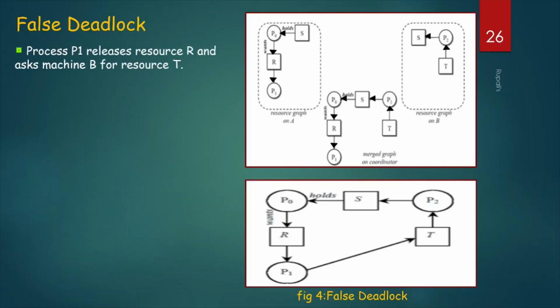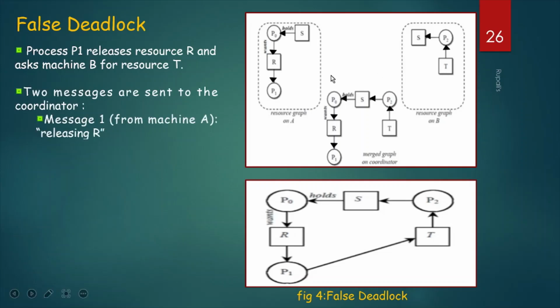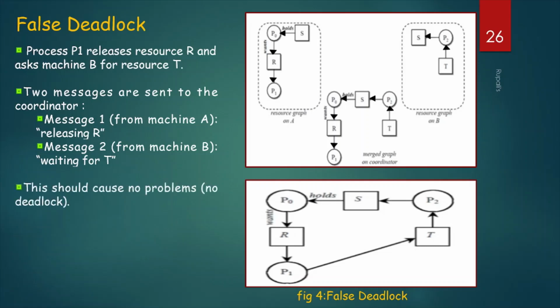Now, process P1 releases resource R and asks machine B for resource T. So, two messages are sent to the coordinator. First is message 1 from machine A releasing R and message 2 from machine B waiting for T. Here there is no problem, that is, no deadlock, because process P1 first releases R and then it asks for this resource T.